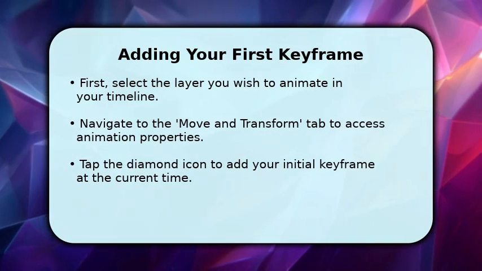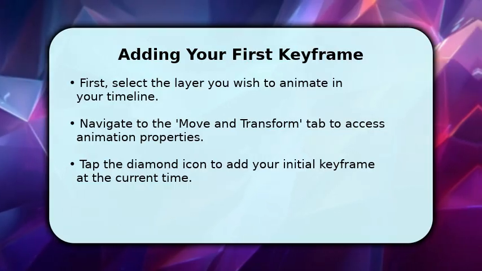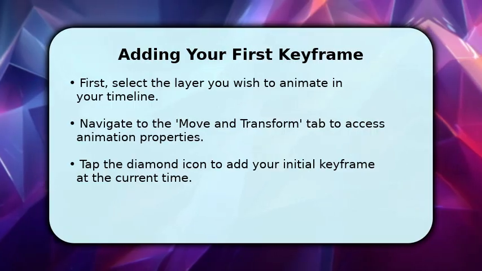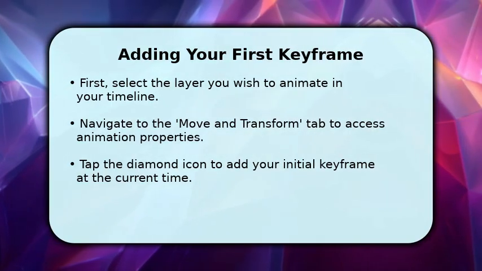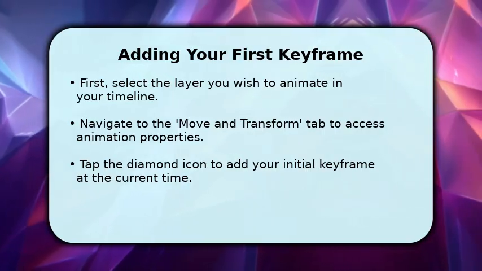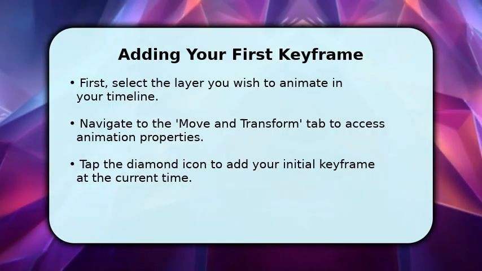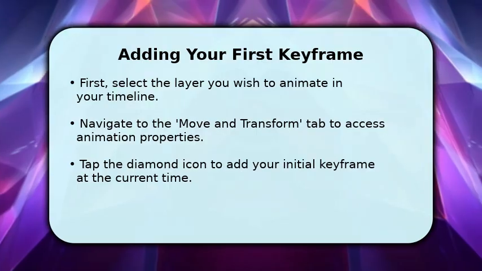To begin animating, first select the specific layer you want to work with directly in your timeline. Once your layer is chosen, navigate to the Move and Transform tab, which is where you will find all the properties you can animate. Look for the small diamond-shaped icon and tap it to place your very first keyframe. This action sets the initial state of your layer at that precise moment in time.